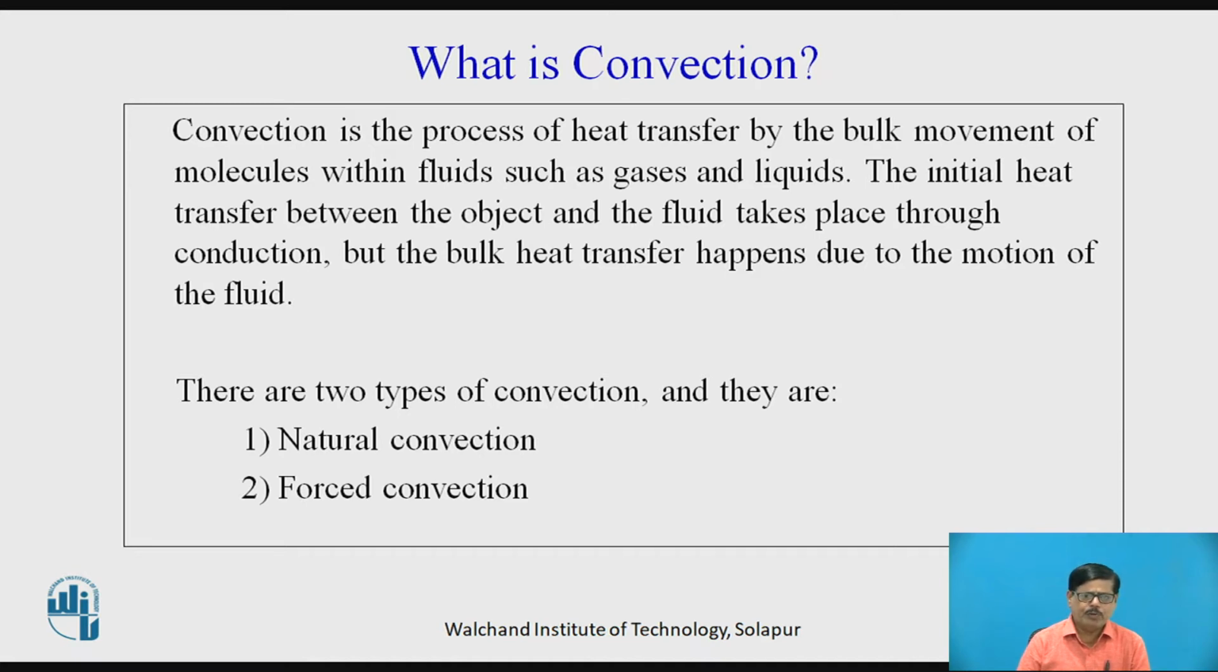The heat may be transferred from surface to fluid or fluid to surface depending upon the temperature of surface or fluid. If the temperature of the surface is higher, then heat will flow from surface to fluid. If the temperature of the fluid is higher, the fluid will reject the heat to the surface. So both ways it is possible. Initially the heat will be conducted and then there will be bulk heat transfer due to the motion of the fluid. Now in convection there are two types: first is called natural convection and the other is called forced convection.